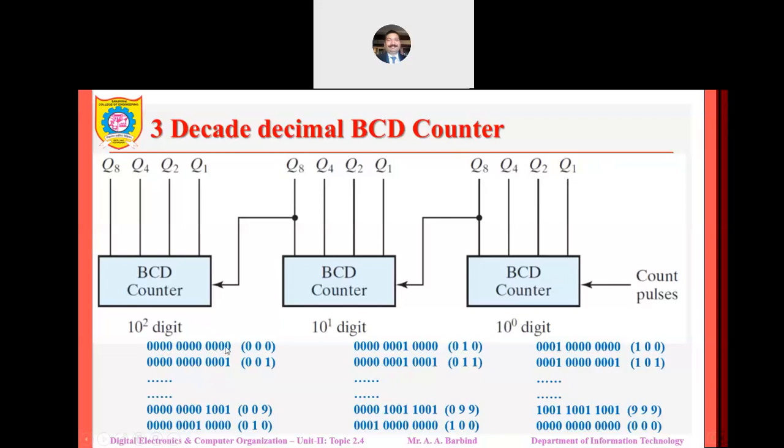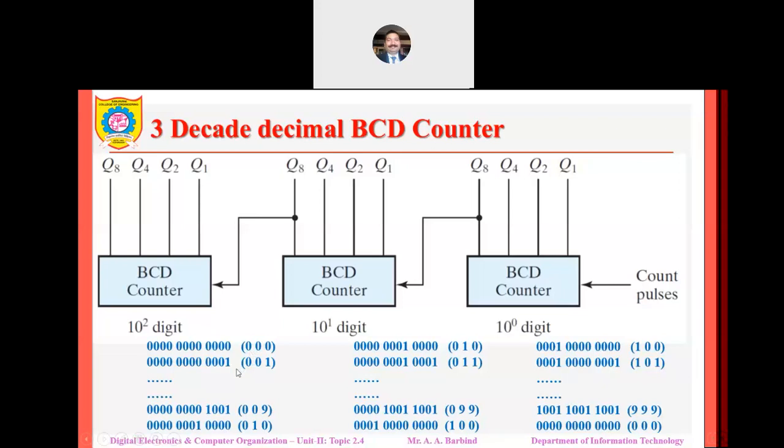Then at the next clock, only the count of the BCD counter, this particular 10 to the power 0 digit, will go up by 1. So you will have this particular count, that is 0000, 0000, and 0001. So this is what will happen after the first clock.